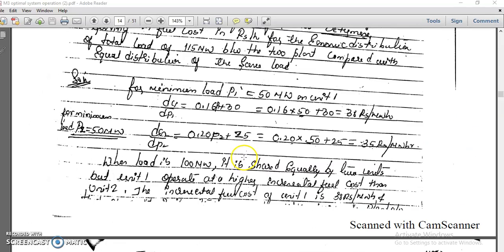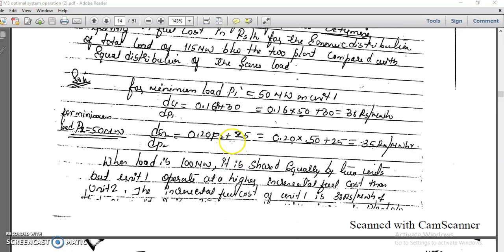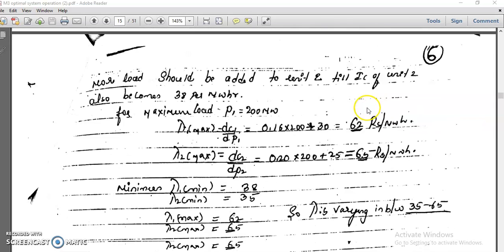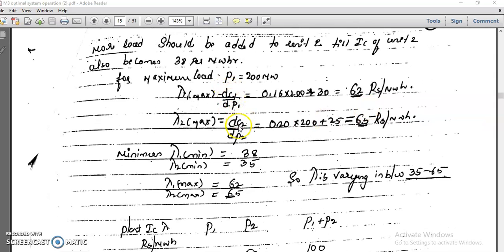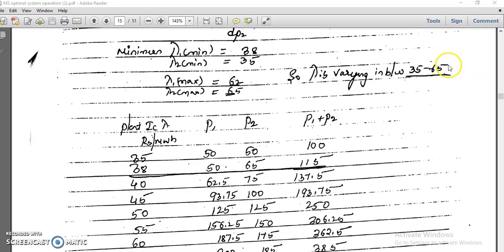I repeat: they have given 2 equations. First you substitute minimum load on both sides, and we got lambda 1, lambda 2 minimum in rupees per megawatt hour, and again lambda 1 maximum, lambda 2 maximum. The maximum load P1, P2 is substituted on both sides equally because both plants' load varies from 50 to 200 megawatt. So now we got 4 lambdas, and lambda varies between these.